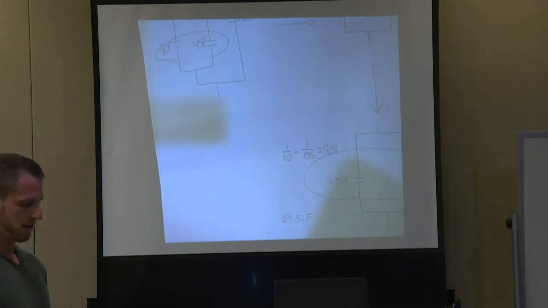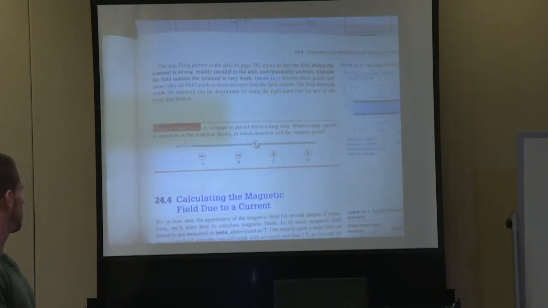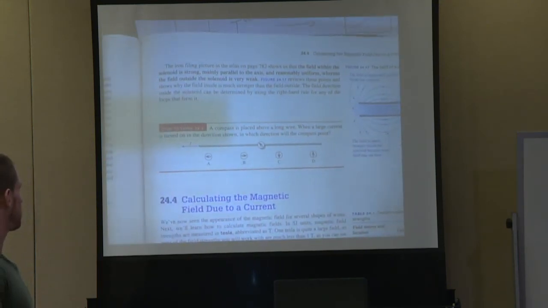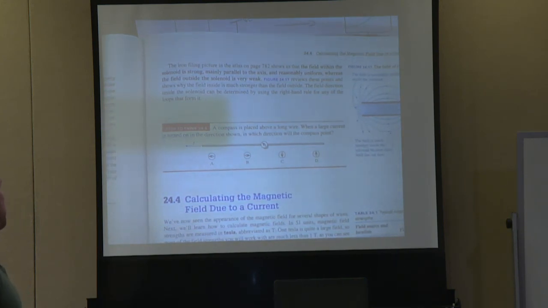So to go back to compass, compass is placed above a long wire when a large current is turned on in the direction shown. In which direction will the compass point?